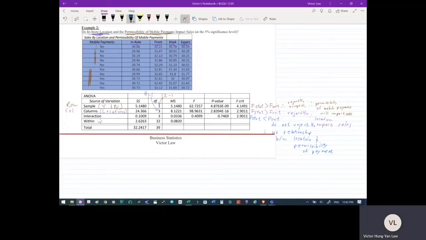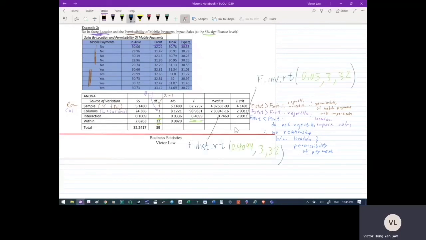The interaction looks at the relationship between your sample and your column, your A and B. When we compare the F statistic and the F critical, we can see that the statistic is less than critical, so we do not reject H0. What we're concluding is that there's no relationship or no interaction between the location and the permissibility of payments.